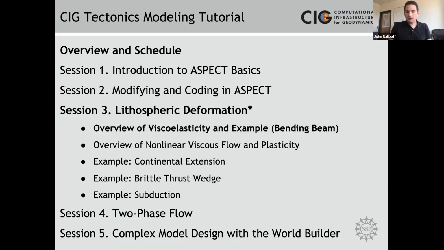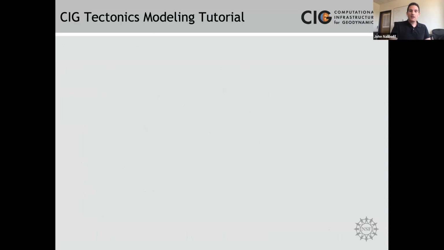With lithospheric deformation, we subdivided it into multiple different components to make things a bit more clear, with clearly discrete topics. Today, rather than jumping immediately into an overview of the nonlinear components of lithospheric deformation, I thought it'd be easier to start with a linear rheology example, in this case viscoelasticity. We're going to go over the basics of viscoelasticity and then an example with a viscoelastic bending beam. We'll see how far we get with the example. We may need to pick that up tomorrow as well.